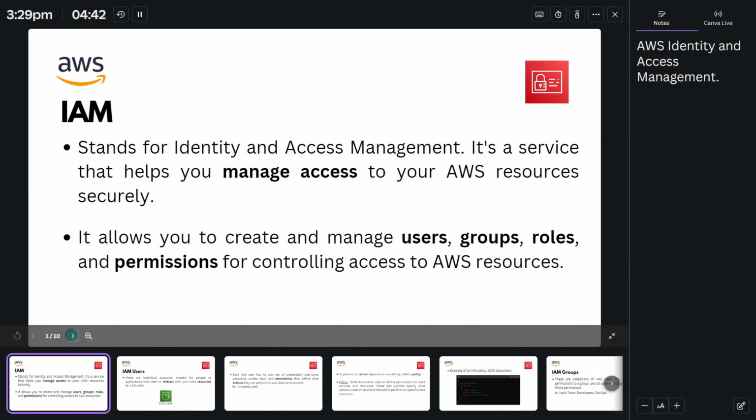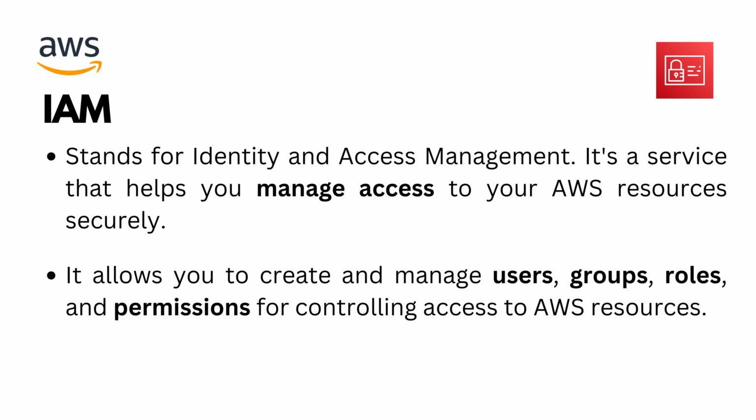So what is IAM? IAM stands for Identity and Access Management. It's a service that helps you manage access to your AWS resources securely. This service allows you to create and manage users, groups, roles, and permissions for controlling access to your AWS resources. IAM is a key component for managing security in AWS. It will make sure that the right people have the appropriate level of access to the resources they need.